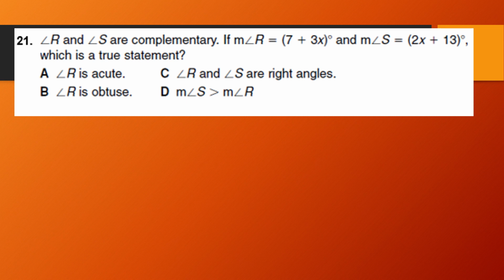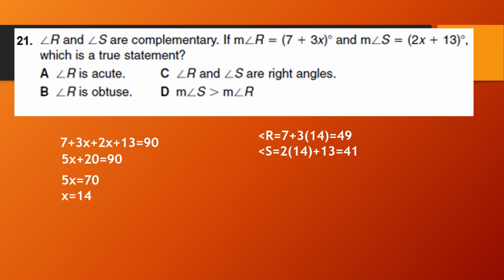Next one is vocabulary. So this one we have complementary. So again, you just need to remember complementary means add up to 90. So we're just going to take angle R and angle S, add them up together, and set them equal to 90. So we get x equals 14. So we don't have an exact answer here. So we have to make sure we plug x back into R and S to see what our answer will be.